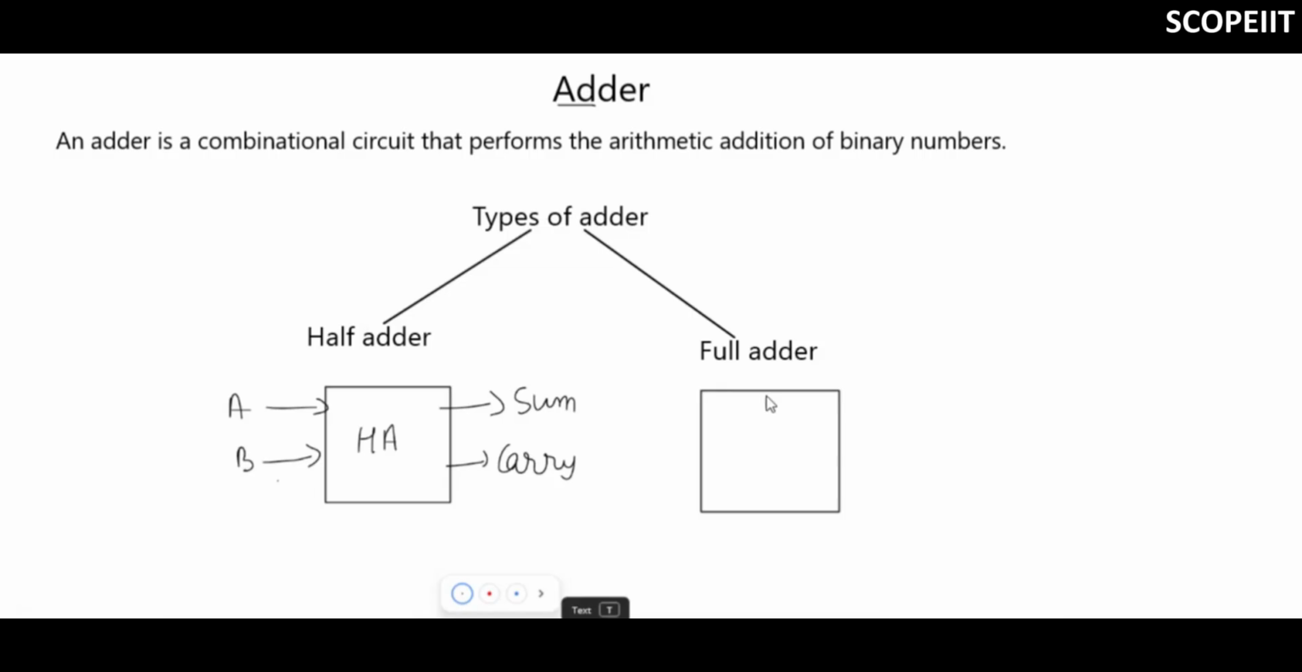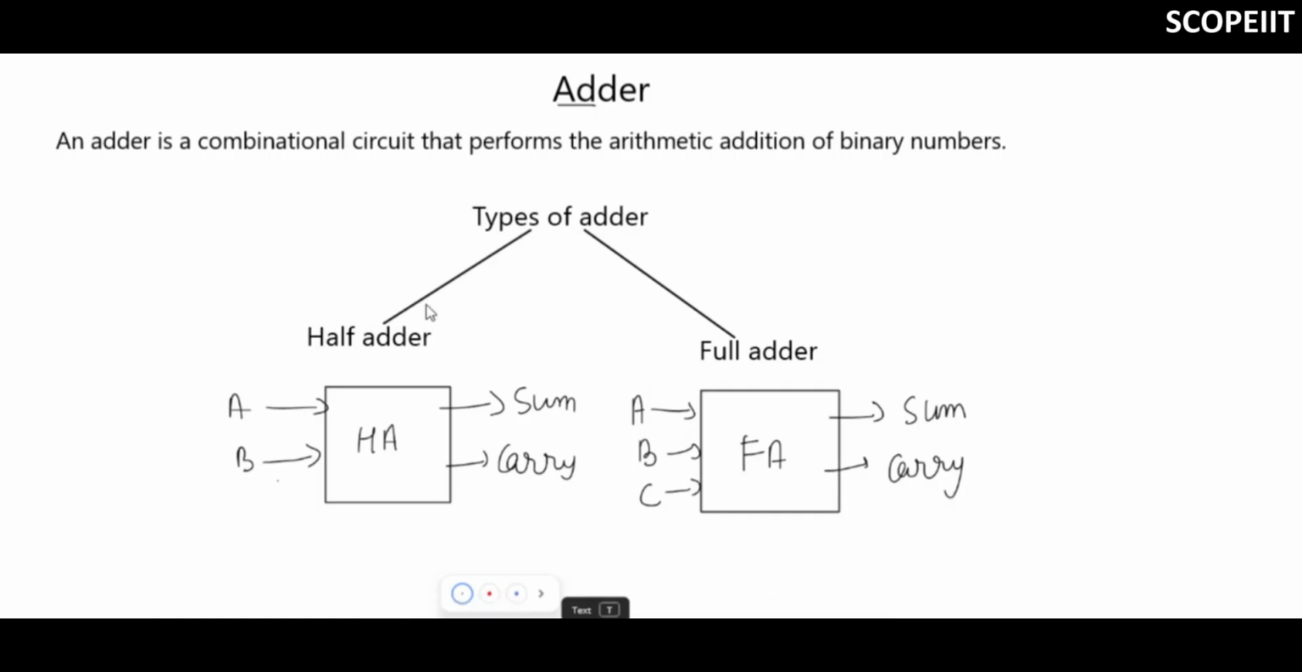Now if we talk about the full adder, how many inputs will the full adder take? A full adder will take three inputs, that is A, B and C. The full adder takes three inputs and the output will be the same, that is sum and carry. Understood? That is the main difference between half adder and full adder: half adder takes only two inputs, whereas full adder takes three inputs.